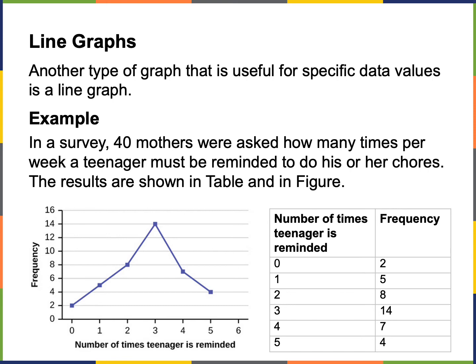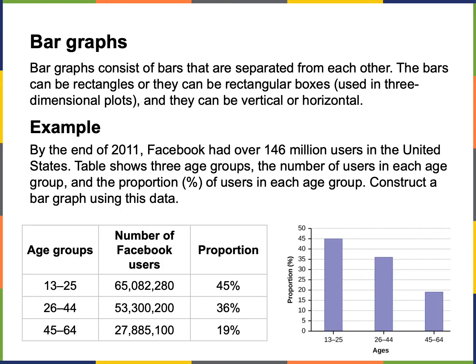All right, let's continue. So bar graphs. What are bar graphs? Bar graphs are basically just that. It's a graph that consists of bars, okay? The only difference between this and a histogram is that the bars are separated from each other. Histograms we're going to get into in a little bit. The bars are rectangles, or they can be 3-dimensional, and they can be vertical or horizontal.